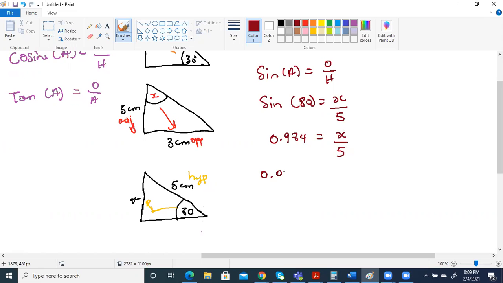So 0.984 times 5 equals x. The answer is 4.92 centimeters equals x.